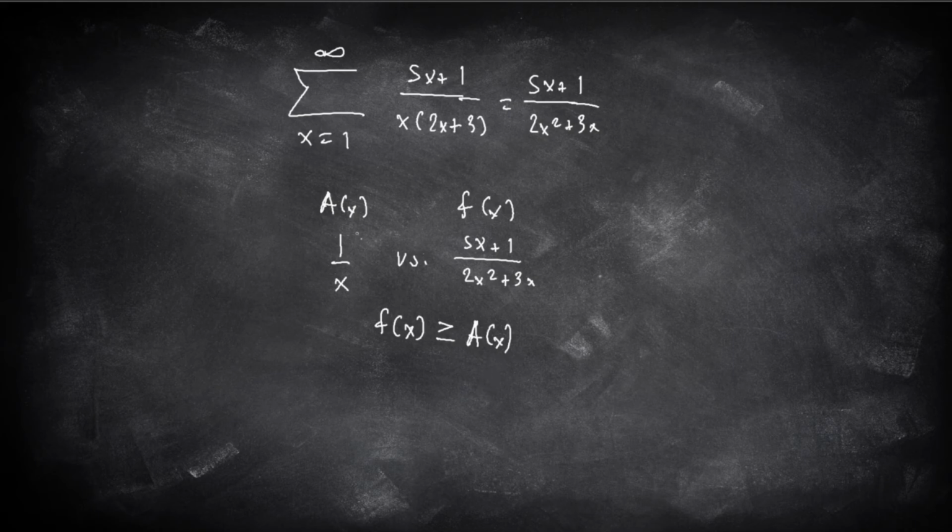So does a of x diverge? Well, 1 over x, using the p-series, if the exponent is greater than 1, then it's going to converge. Well, the exponent is exactly 1, so it's going to be diverging. That means f of x also diverges. And that's basically it. And that covers everything for the comparison test.